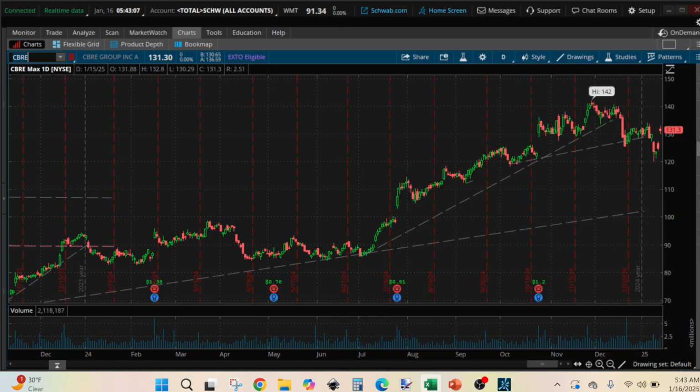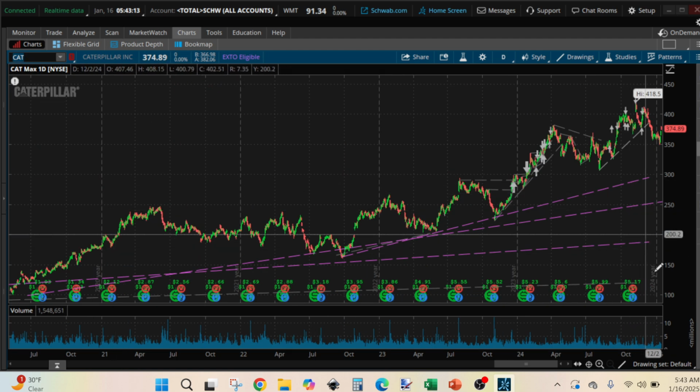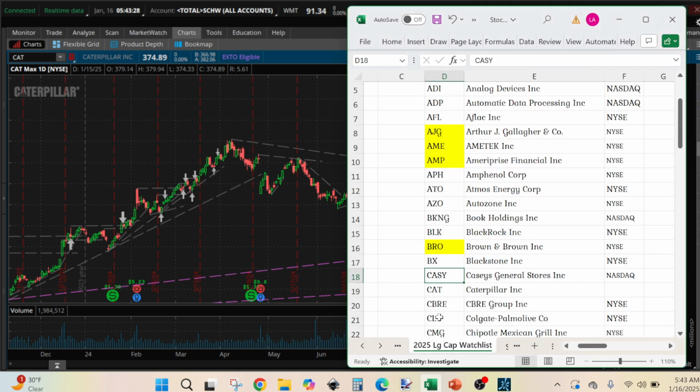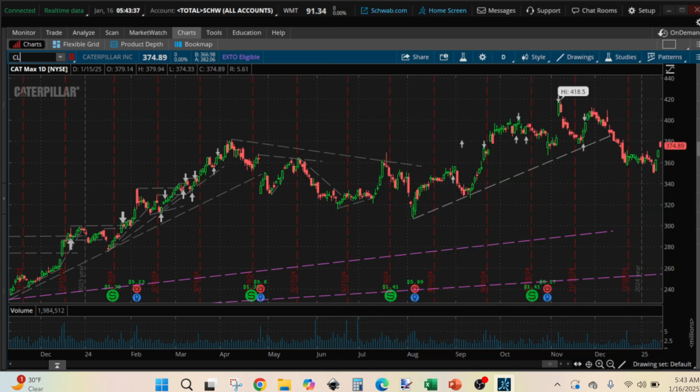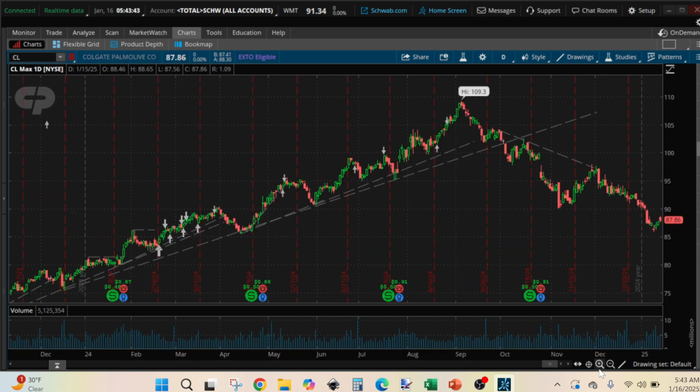CAT, CAT. So CAT, we like to buy at any one of those three lines, but right now is higher up. We have pulled back yesterday, but the price is still higher up. The next one is, okay, I think we did CAT already, CBRE as well. So we'll be doing CL, CL. CL, we like to buy it at this trend line, and right now it's going down but still far from it.